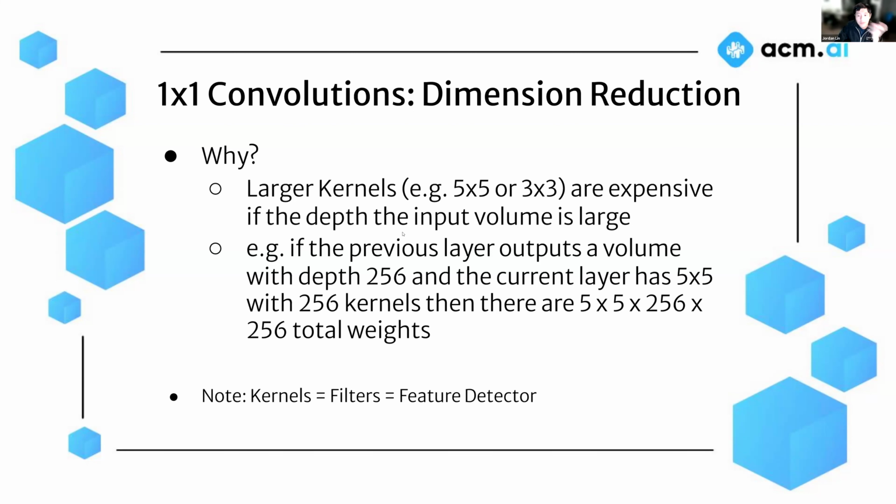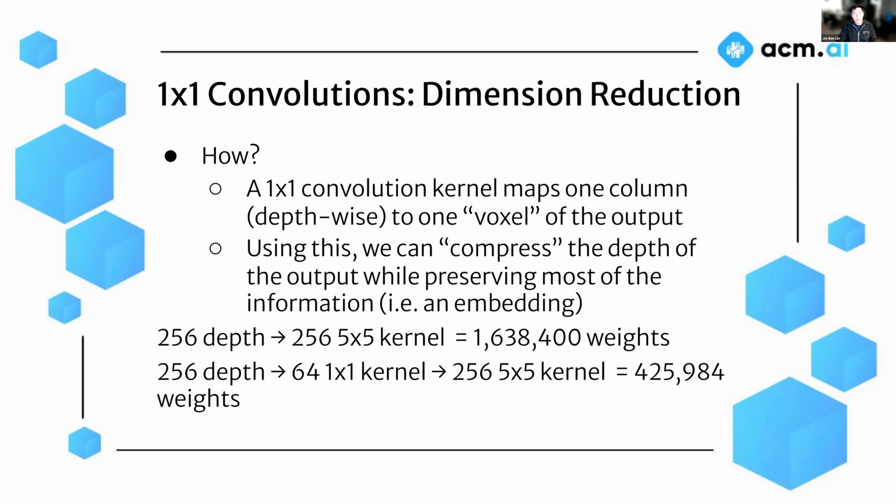For example, if the previous layer outputs a volume with depth 256 and the current layer has 5 by 5 with 256 kernels, then there are 5 by 5 by 256 by 256 total weights, which is again less than the amount you would be dealing with if you were just using a naive fully connected neural network, but that's still a lot. And what the 1x1 convolutions are doing is specifically, a 1x1 convolution kernel maps one column to one voxel of the output.